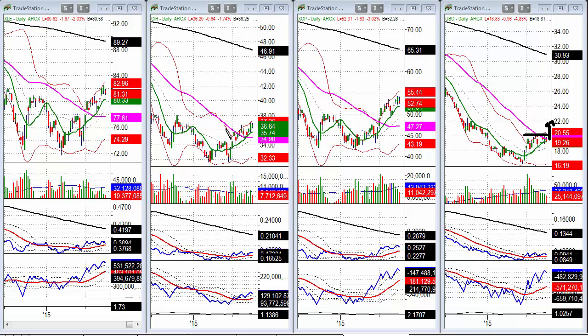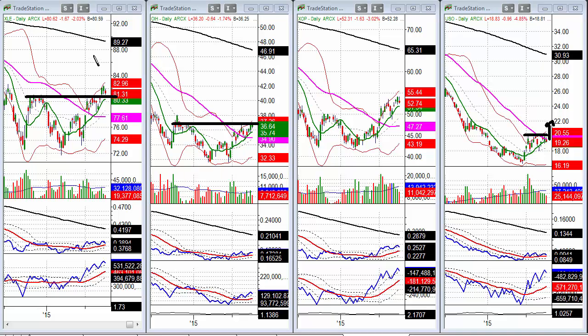If that happens, these other indexes look like they're in good shape to participate, and you might look at XLE with a stop below that line, and XOP, I'm not sure where the great stop is on that one, and OIH, I don't really like the way it's had trouble here, but if it starts to break out and you want a tight stop, it looks like it could move.